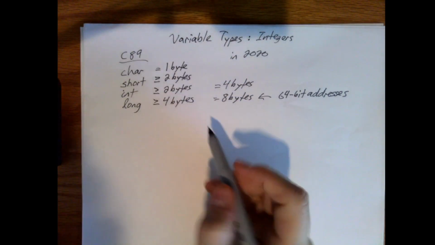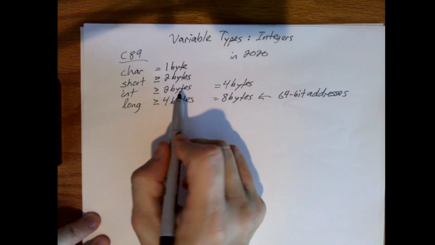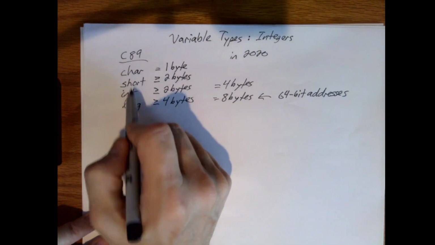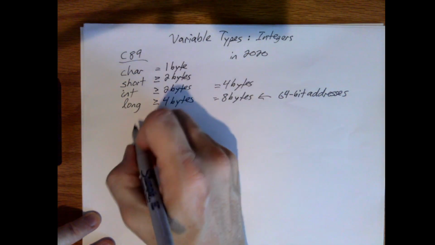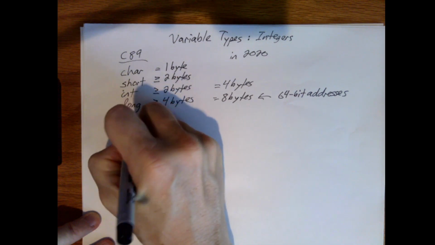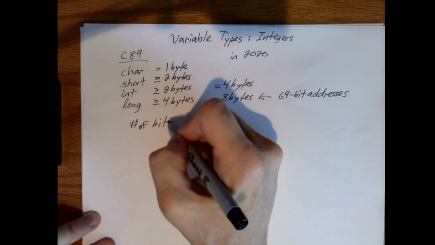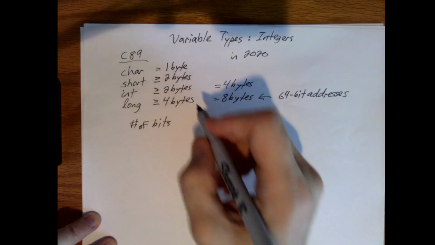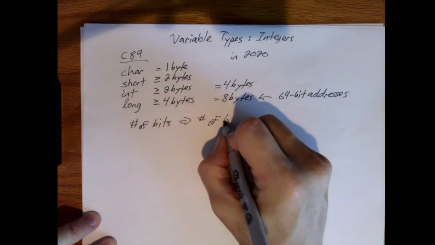So why do we care about this other than, you may have a situation where you don't want to waste space? But in terms of why you choose one of these over another, the number of bytes ultimately tells us how many different bit combinations we have. So number of bits, which is what each of these ultimately is, right? Because 1 byte is 8 bits. Number of bits corresponds to number of bit patterns.